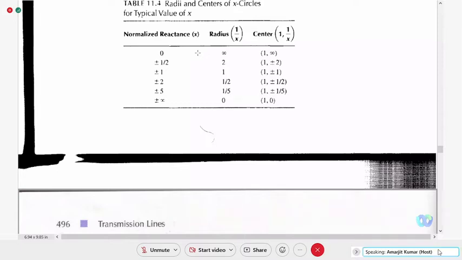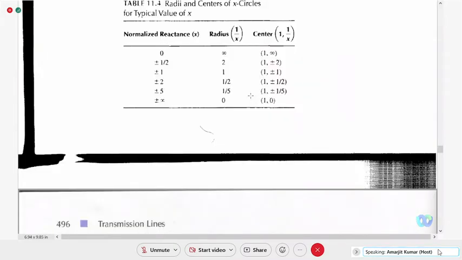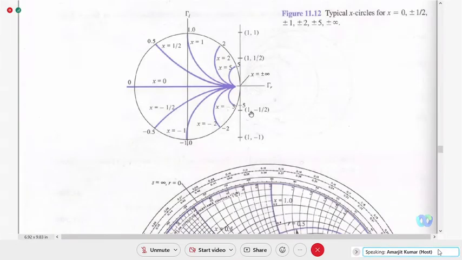Similarly, when x is equal to 1, what will be center and radius? Center is at 1 comma 1 and radius is 1. So radius is 1, center is at 1 comma 1. Similarly, for x is equal to 5, it is shown here, x is equal to 2, x is equal to infinity. When x is equal to infinity, center will be 1 comma 0, radius will be 0. Point circle. So x is equal to plus minus infinity, center is at 1 comma 0 and radius is 0.